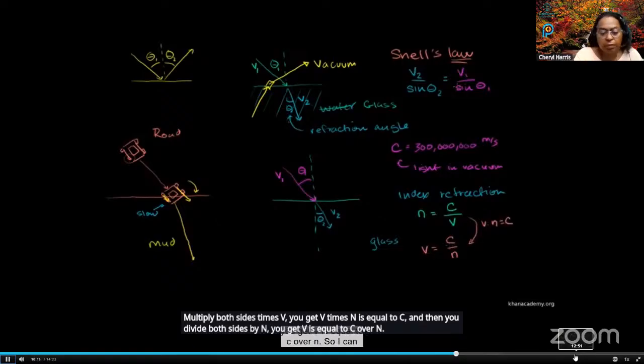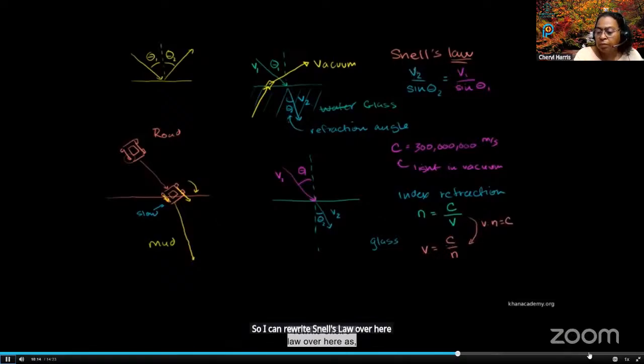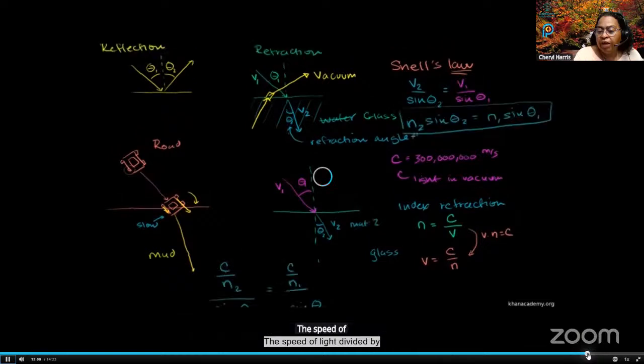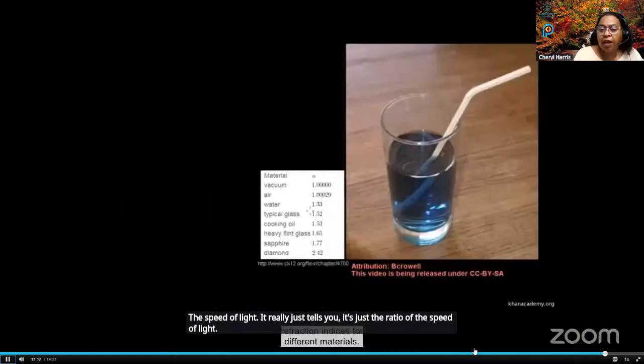So I can rewrite Snell's law over here, instead of writing v2 there, I could write the speed of light over the index of refraction. This tells you it's just the ratio of the speed of light to indices for different materials.